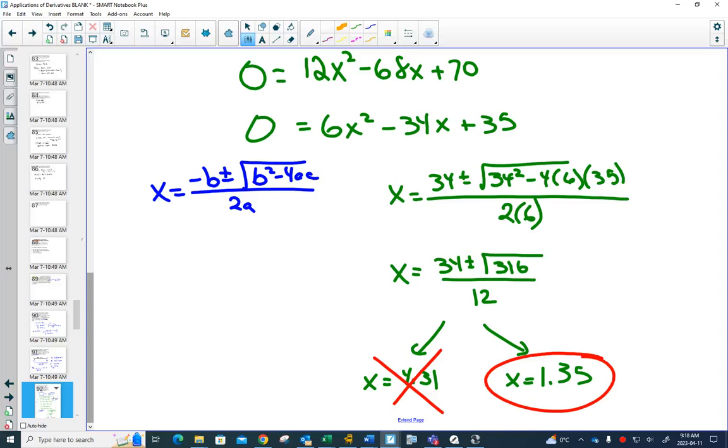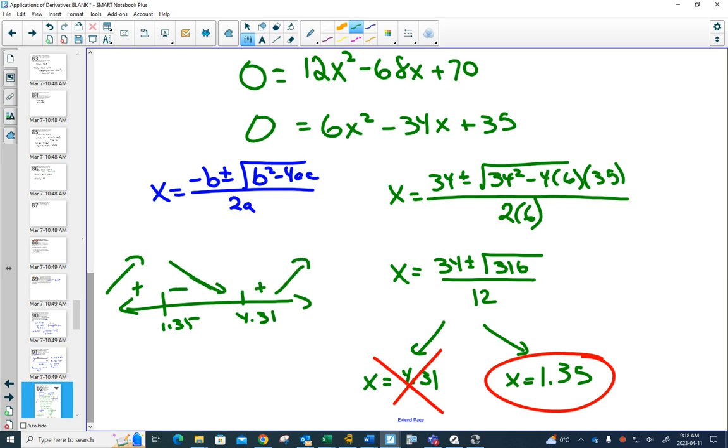I could still make my number line, right? It wouldn't have been wrong to do 1.35 and 4.31 and know that my graph goes increasing, and decreasing, then increasing again. I could plug those values into my derivative to find that. And that would also tell me that the 1.35 is the maximum from there as well.